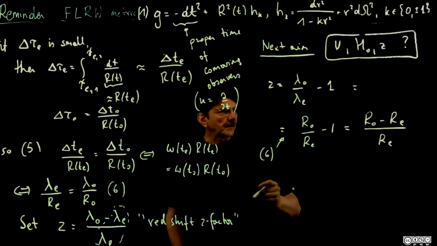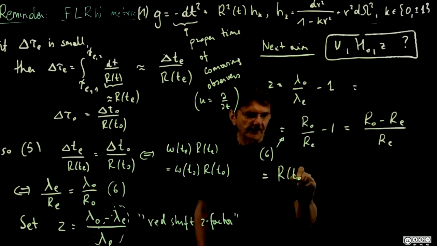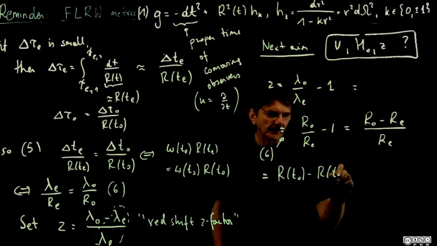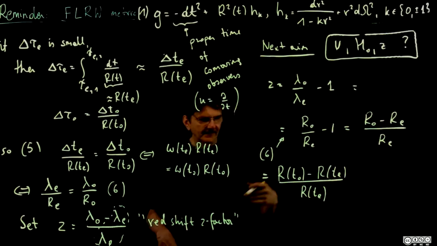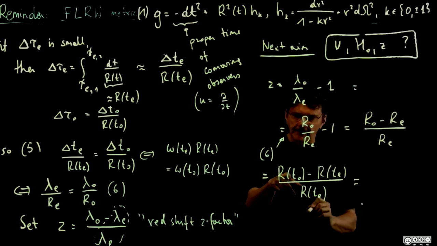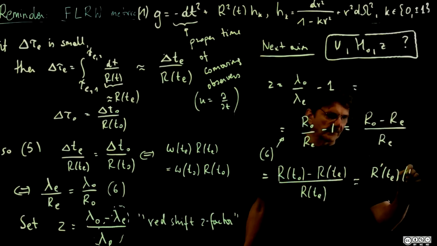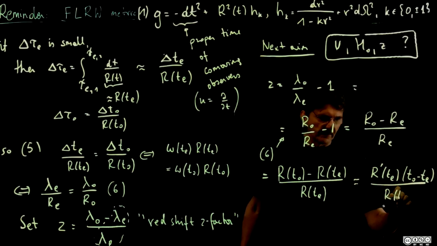So what is R zero minus R E? Let me be more explicit. It is R of t zero minus R of t emission divided by R of t emission. You don't have to copy this, I just rewrote it. And this one we do by a Taylor expansion. So we're saying that R of t emission is R prime of t emission times this difference, t zero minus t emission, over R of t emission.